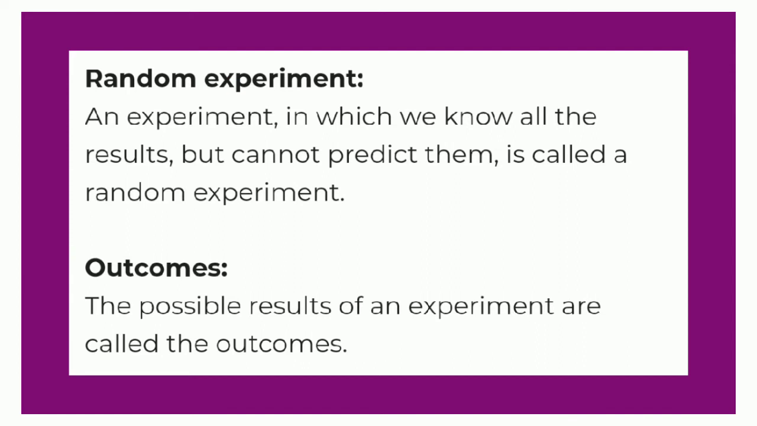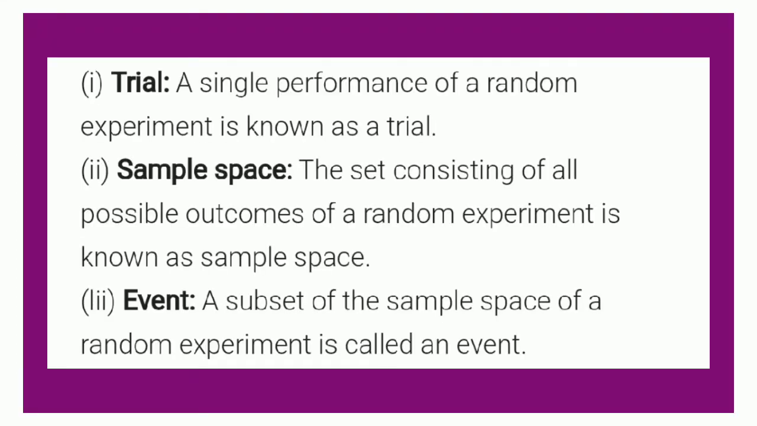So what is meant by outcomes? The possible results of an experiment are called the outcomes. For example, tossing of a coin. What are the outcomes? Only two. What are they? Head and tail. The next one is trial. A single performance or single action of a random experiment is known as a trial. For example, tossing of a coin. I tossed a coin 100 times. So each toss of a coin is called a trial.